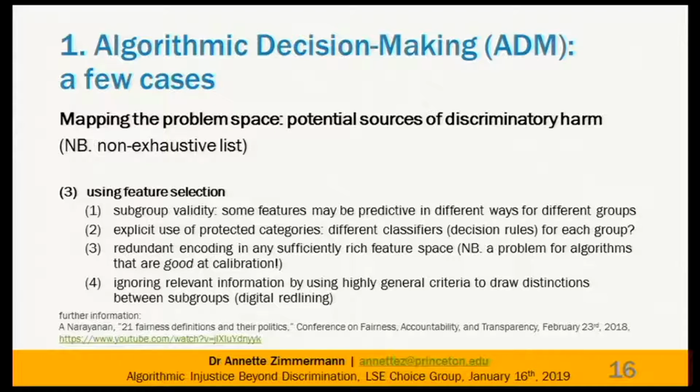And then again, we have cases like digital redlining, which we already discussed before. So using general criteria, really coarse-grained information, even doing so in a deliberate way, will create discriminatory harm.